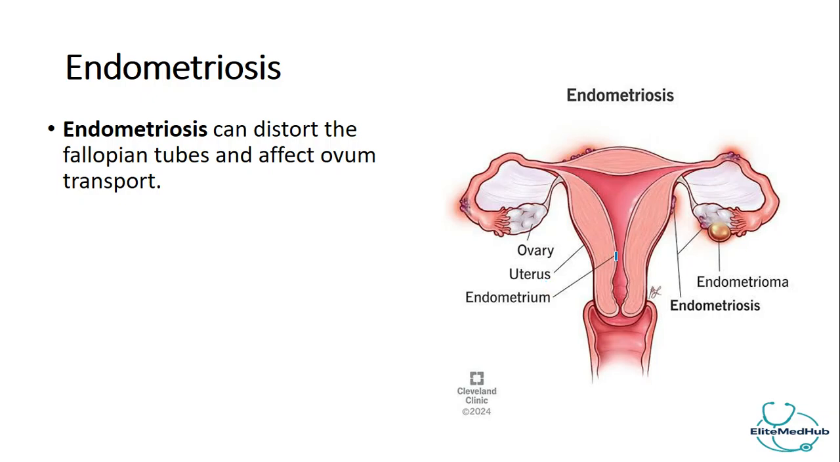Next is endometriosis. Endometriosis is the presence of endometrial tissue outside the uterus. So you can see endometrial tissue here. There's always a high chance that if there is endometrial tissue outside the uterus, a fertilized ovum may end up implanting itself there. Endometriosis in general can distort the fallopian tubes and affect ovum transport. So endometriosis may occur here and cause a distortion in the uniformity of the fallopian tube. Therefore, the fertilized ovum will be unable to pass from here into the uterine cavity.